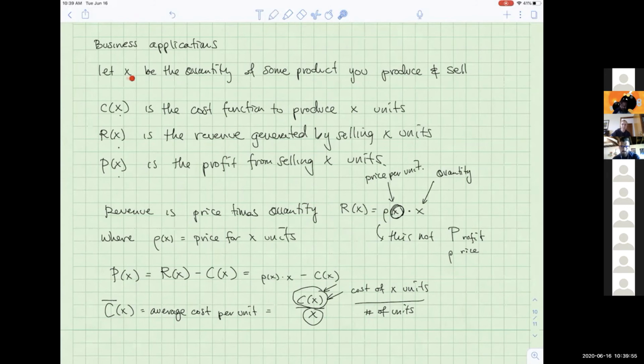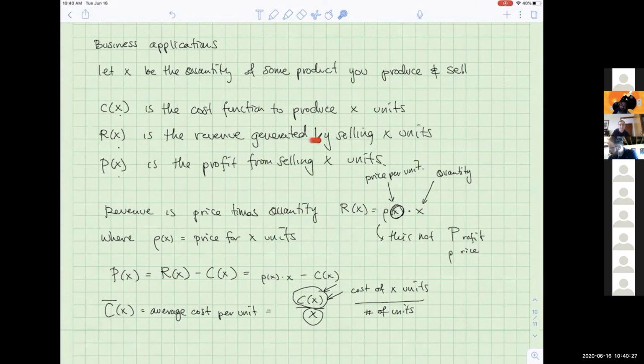We're going to let X equal, again, the quantity of some product that you produce and sell. C of X is the cost function to produce X units. And in business, if you produce 5 units, that might be a different cost than producing 10 units. So the cost depends upon the number of units that you're going to produce. And in fact, often in business, the more units you produce, the cheaper the average cost becomes, which is down below. And we'll talk about that.